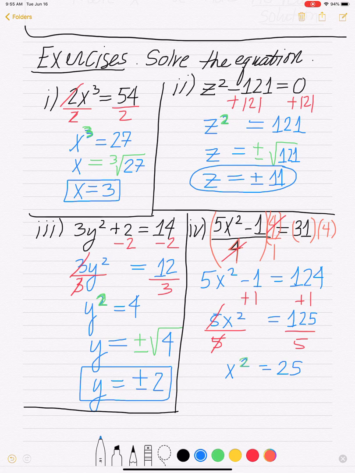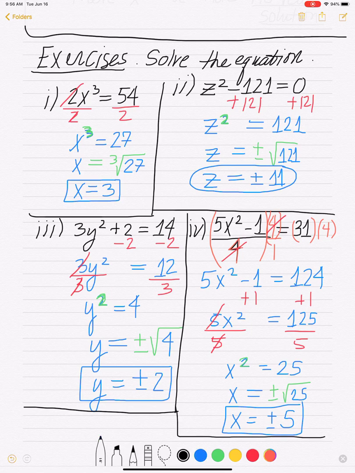Even power, so we're going to copy down the variable, write an equal sign, and then we have to remember when we have an even power, we're going to do plus or minus, in this case, the square root of the right-hand side, 25. So we're talking about plus or minus the square root of 25, which is 5. So two solutions. 5 and negative 5 will satisfy this equation.